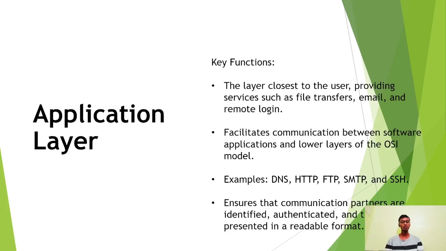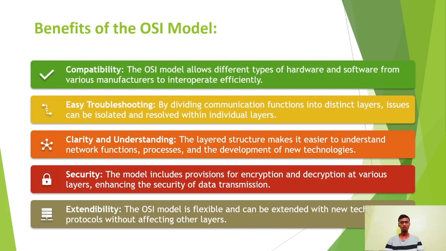And if we come to the last and uppermost layer of the OSI model, it is the application layer. It is the layer closest to the user, providing services such as file transmission, email, and remote login. Examples are DNS, HTTP (Hypertext Transfer Protocol), FTP, and SSH, etc., ensuring that the communication partners are identified, authenticated, and the data is presented.